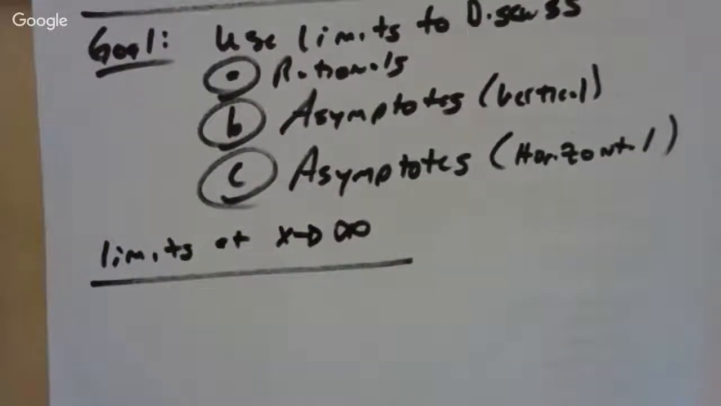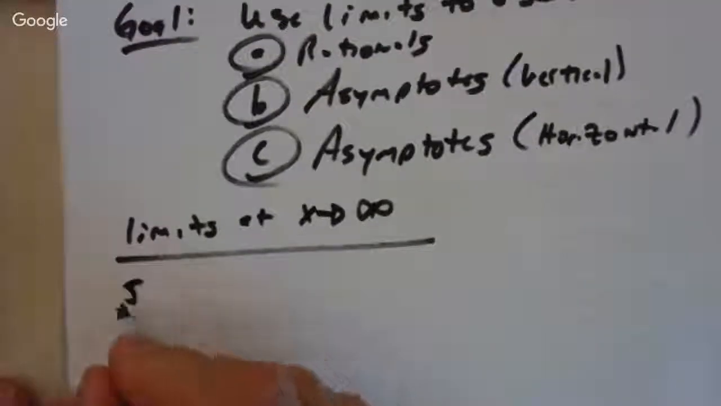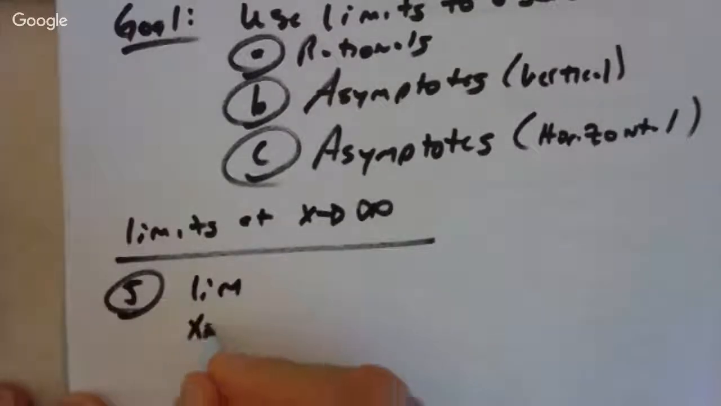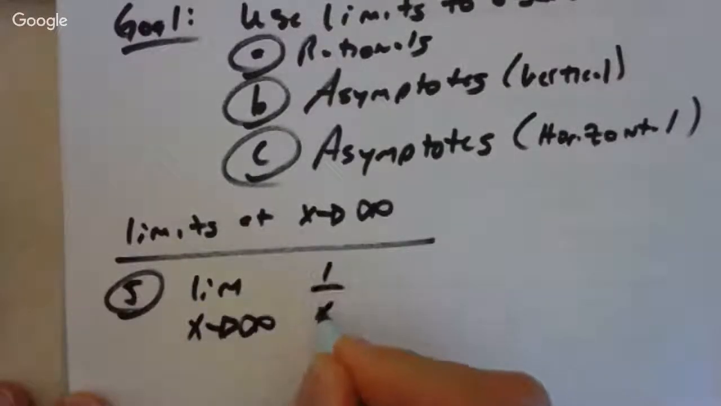Limits as x goes to infinity. I've told you for a very long time that we know very few limits. We know sines, cosines. We know the limit of a constant. We know the limit of a linear. We are going to add to that today. This will be the 5th thing we know the limit of: the limit as x goes to infinity of 1 over x.